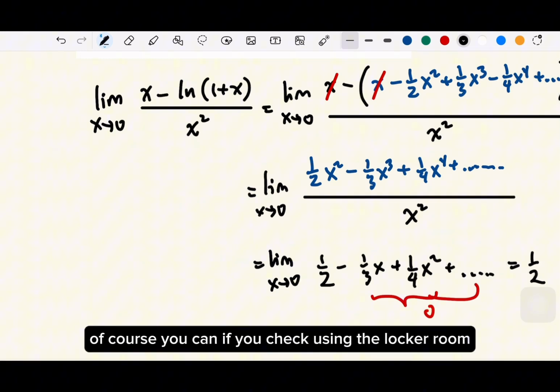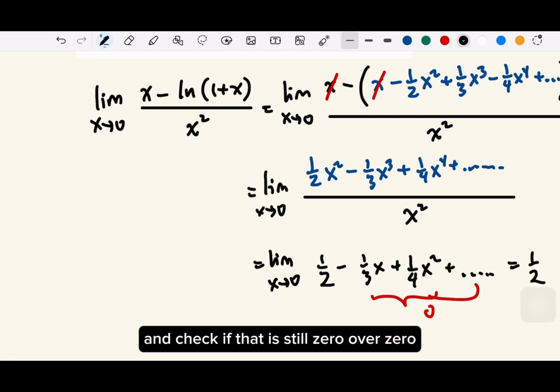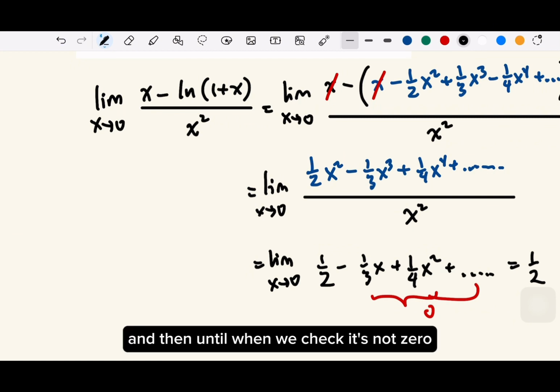Of course, you can check using L'Hopital's rule. We can differentiate x minus ln, so it will be 1 minus 1 over 1 plus x, and then this will be 2x. And check if that is still 0 over 0, we can differentiate one more time, until it's not 0 over 0, then that will be our value.